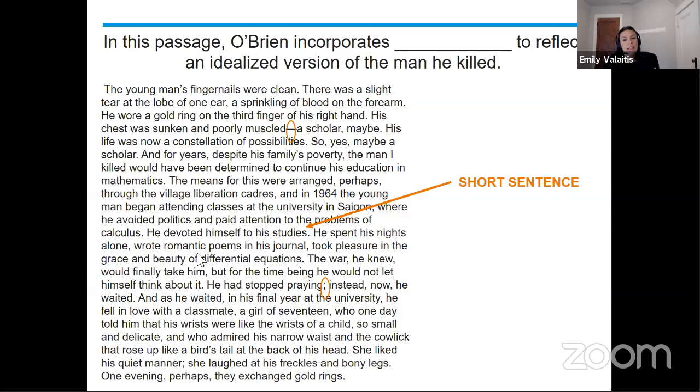So I like that it creates that pause. I like that it's smooth. It's improving the pacing of the passage. And it really helps to clarify, again, that sharp contrast of how the man has evolved.